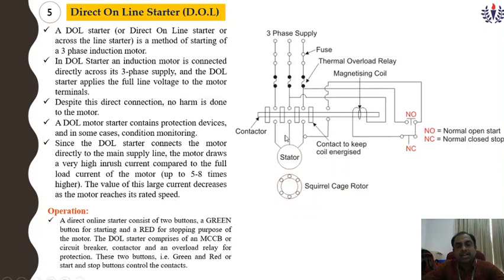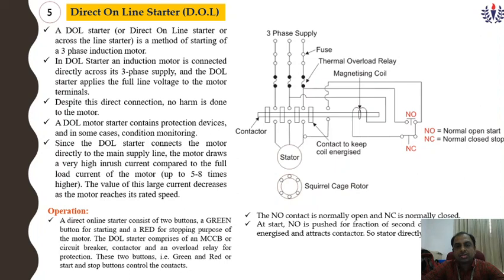Operation. A DOL starter consists of two buttons, a green button for starting and a red button for stopping. A DOL starter comprises an MCB, miniature circuit breaker, or contactor and overload relay for protection. These two buttons, green and red, are start and stop buttons which control the contact. There are two contacts: one is NO, normally open, for start, and normally closed for stop.